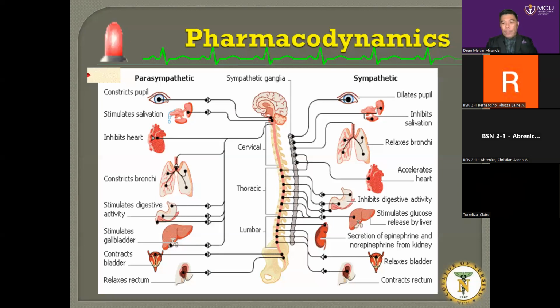So let's have an example. If a drug is parasympathetic, the result specifically of the drug is all of this in the organs. In the sympathetic, if there are drugs that will act on the sympathetic, the drug is expected to have its effect on these organs.